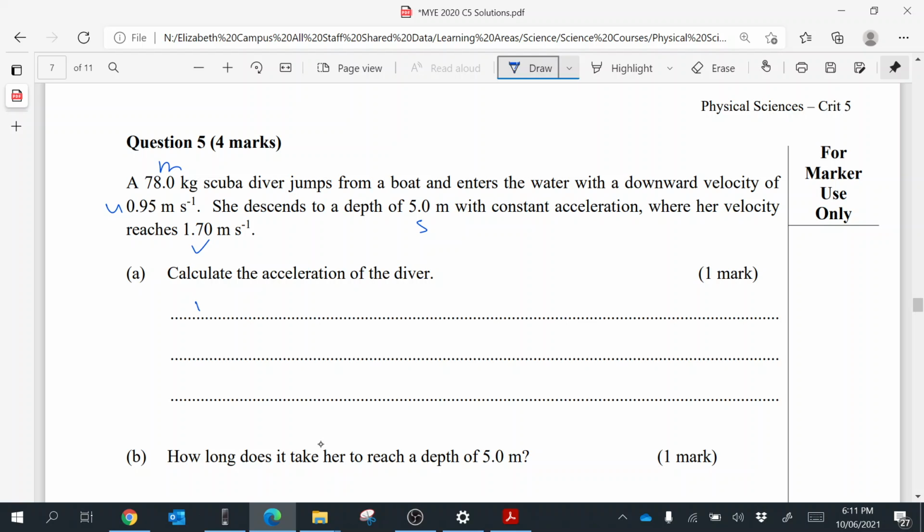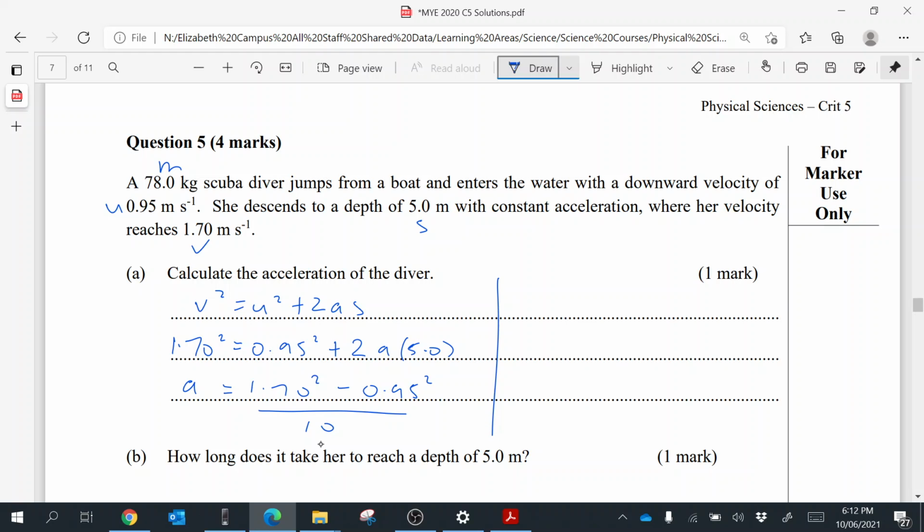V squared equals u squared plus 2as, and we can rearrange this, or you can enter in the numbers. We might as well just enter in the numbers straight away. So we have 1.70 squared is equal to 0.95 squared plus 2 times a times 5.0. So 2 times 5 is 10. Now I'm going to rearrange this for a. So a is equal to 1.70 squared minus 0.95 squared, all divided by 10, or 2 times 5.